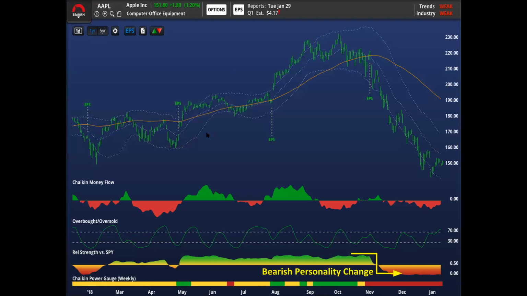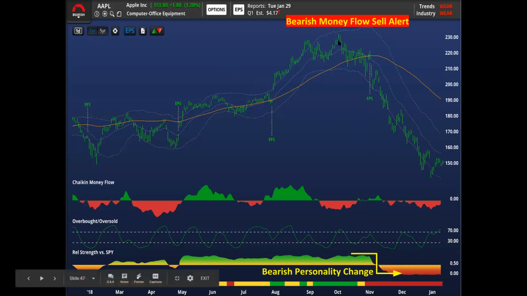And for good reason. It had been a massive outperformer up until October of this year. However, as the stock started to roll over, it witnessed what we call a bearish personality change. It went from a leading stock to an underperformer. And look at what was happening as the stock was making new highs. Institutional investors were using this strength to the $230 level to sell the stock. The smart money was getting out of the stock.